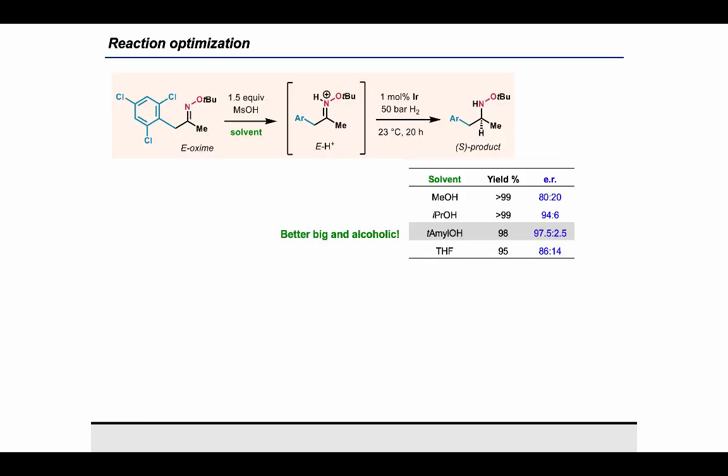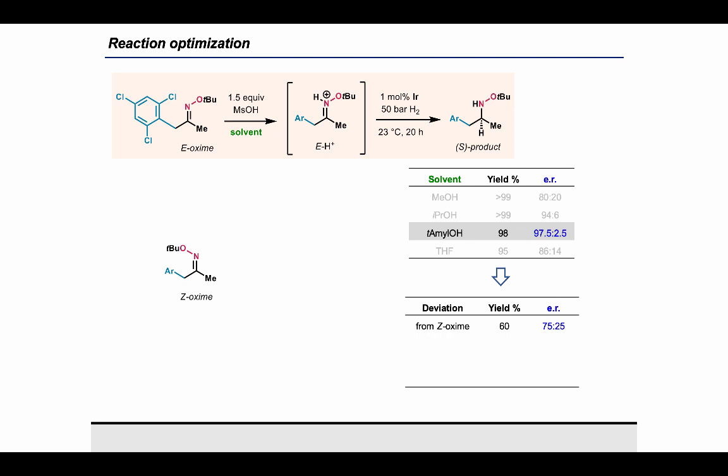Next, we evaluated the influence of the solvent in the reaction. In general, alcoholic solvents gave higher reactivity, and among them, the bulky tert-amyl alcohol was superior, giving excellent levels of enantioselectivity towards the S enantiomer of the product.